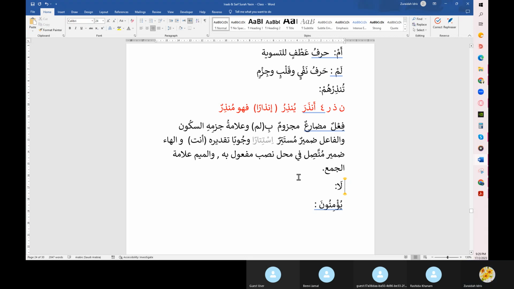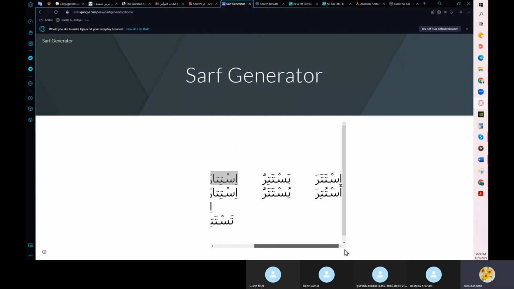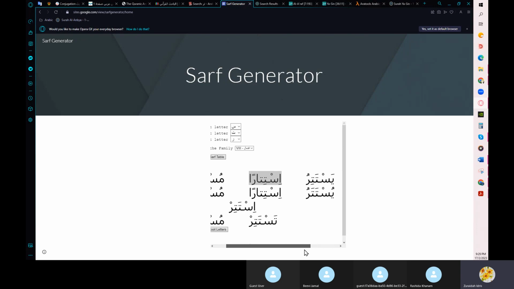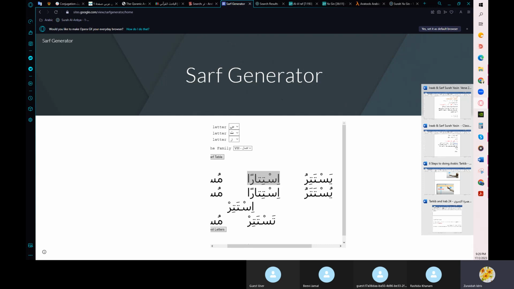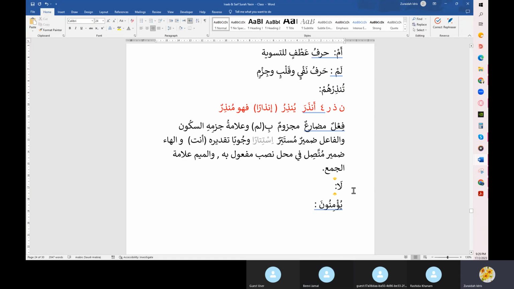Then the family, is it istaghfarona? This is family 8. The root letters sin ta ra go into family 8. And this is your masdar, istitara. Istatara, yastatiru, istitaran. Okay, alhamdulillah. You can see the changes on the screen, right? Or is my screen jammed again? Okay, good. Now you can see the page back, right? So very good. Sister Rashida, Sister Bibi. Good.